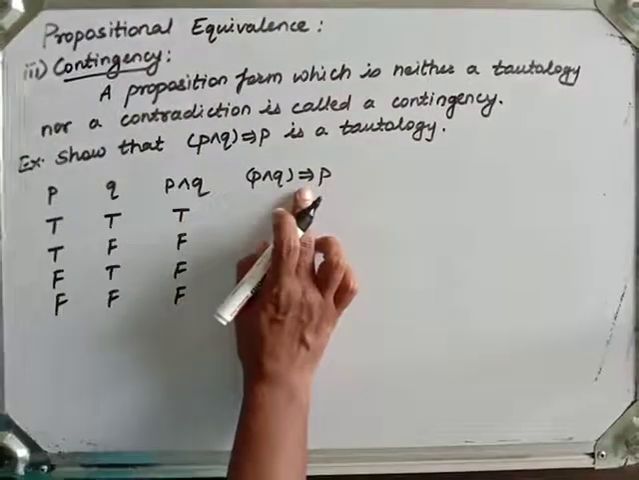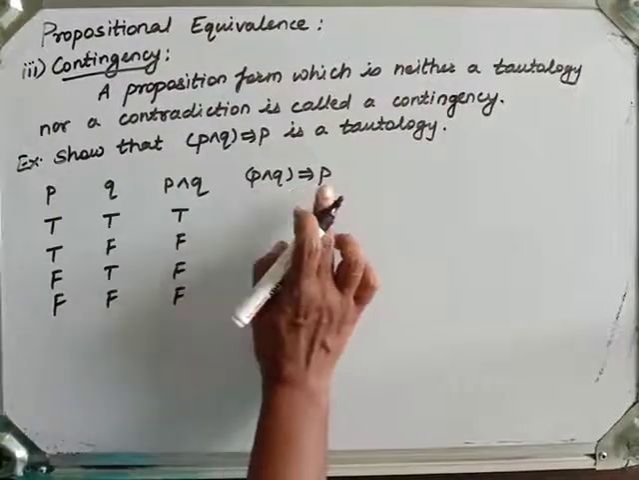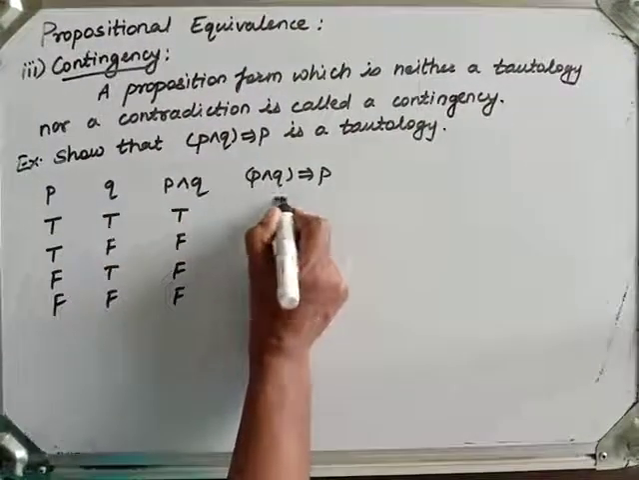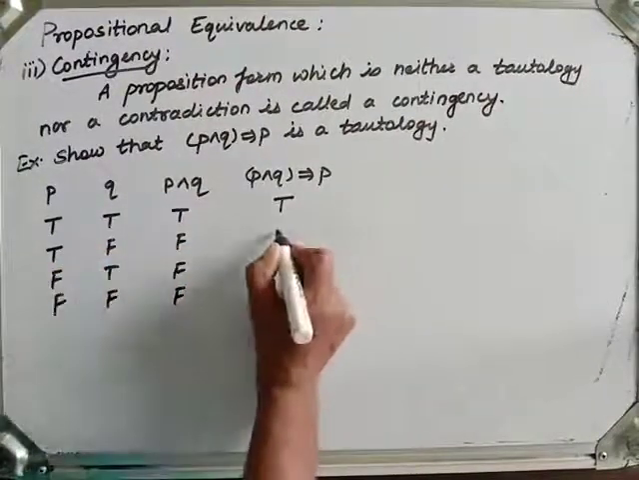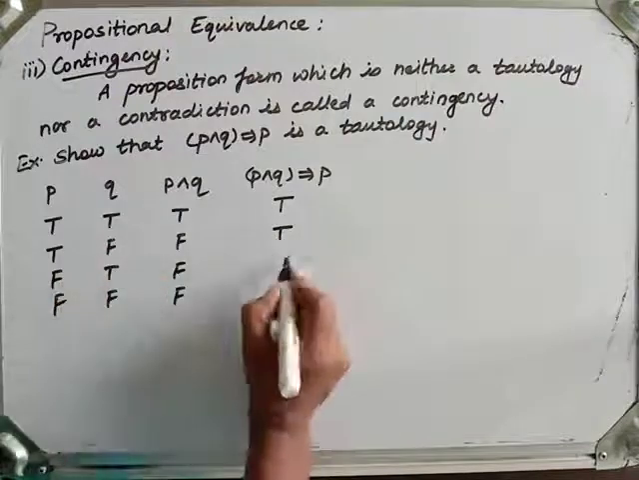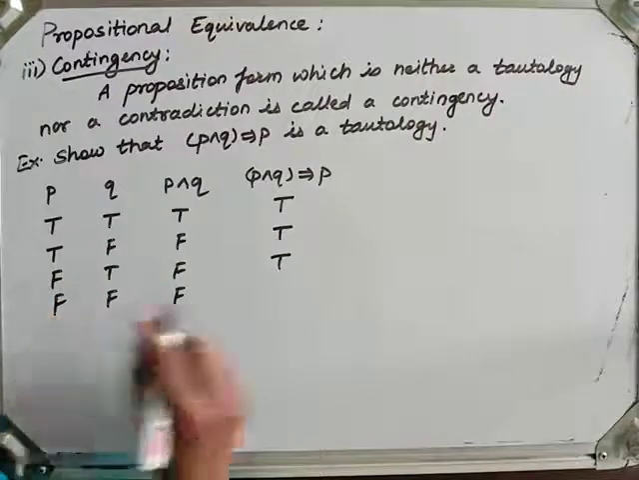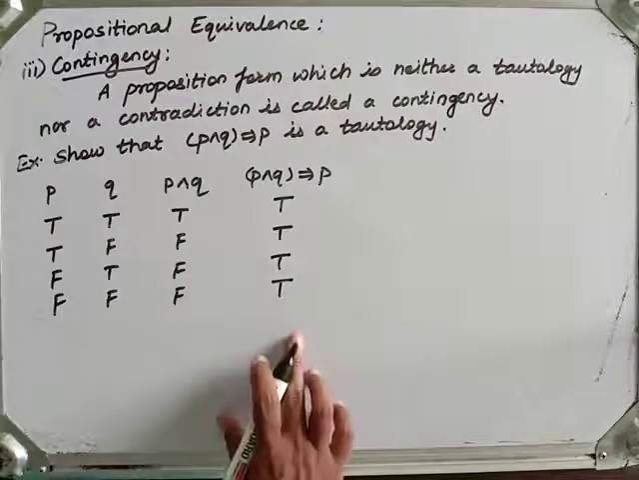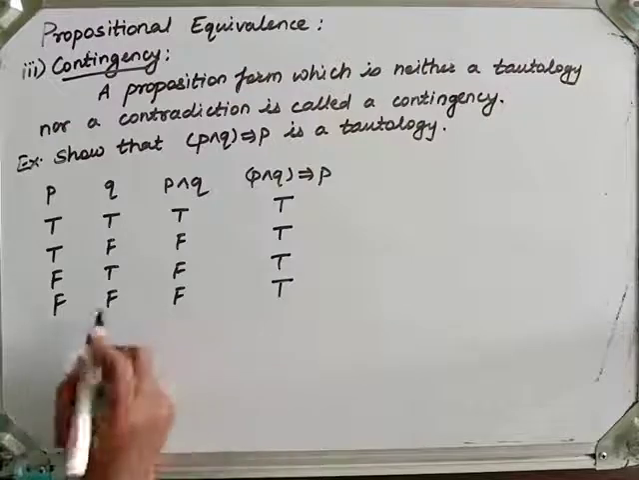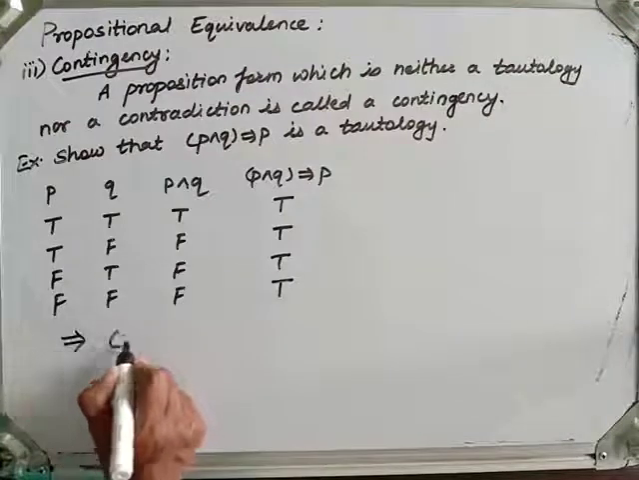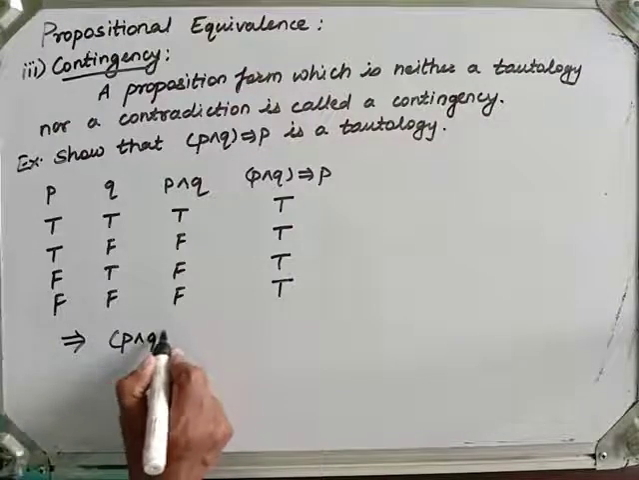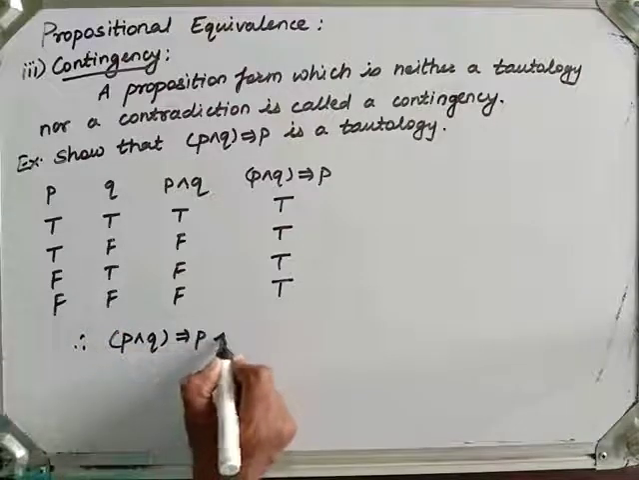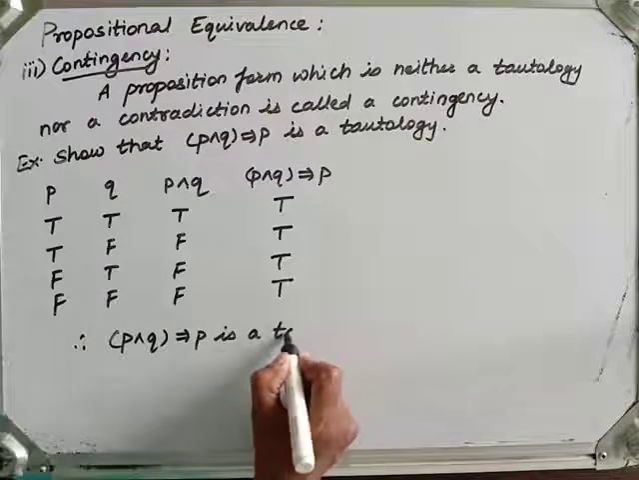It is false only when the premise is true but the consequence is false. So true implies true, so it is true. False implies true, it is true. False implies false, this is true. Again false implies false, it is true. Now all the truth values are true, so it says this is a tautology. So P and Q implies P is a tautology.